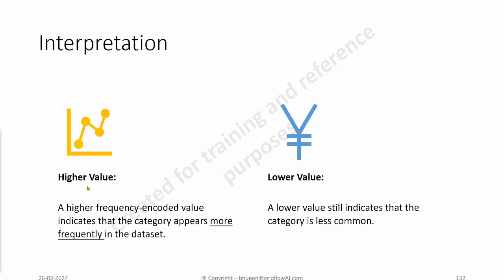So the interpretation of frequency encoding is that a higher frequency means the presence of more instances of that particular value, and conversely, a lower value indicates the category is not very common.